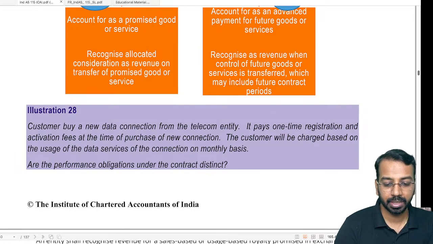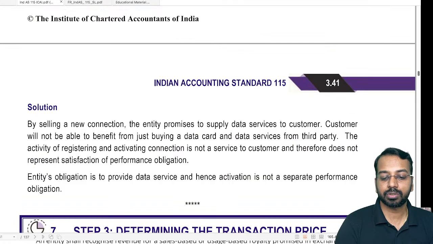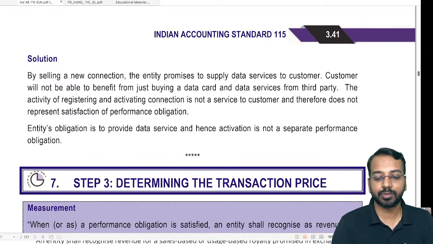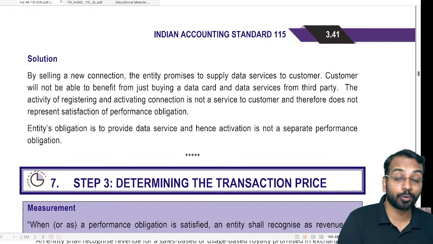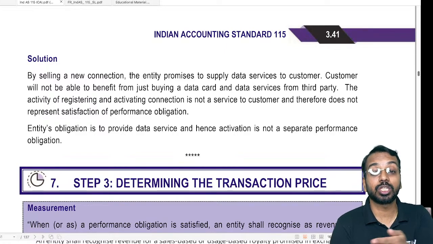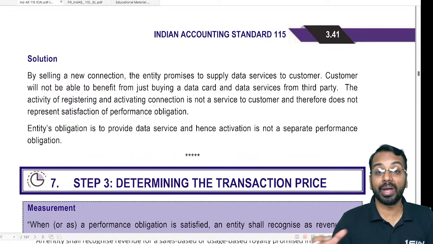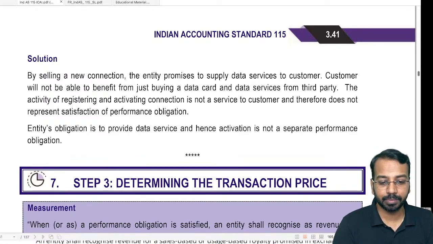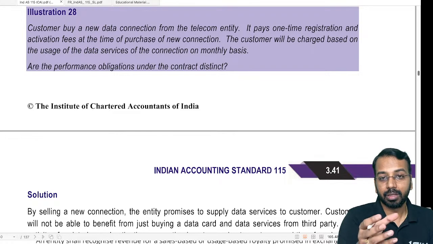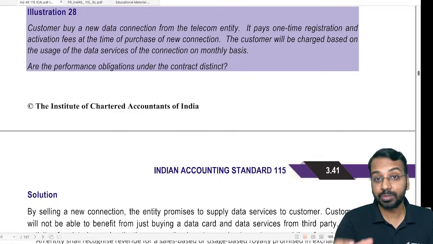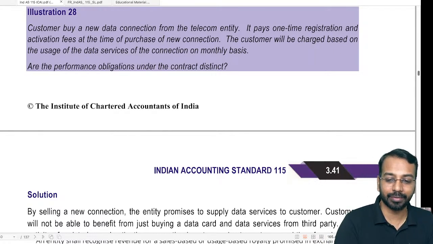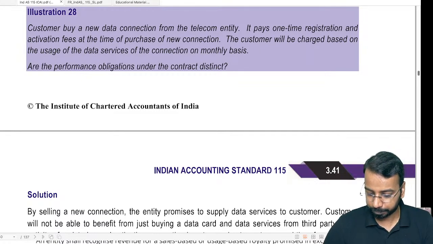Now here, if you see, when a new connection is sold, the entity promises to supply data services to the customer. Customer will not be able to benefit just by buying a data card or data services from a third party. So, just by buying a Wi-Fi router from a third party, I will not be able to get the benefits without paying this activation and all that fee. In that case, it is not a distinct performance obligation, and hence you will combine the performance obligation, and whatever amount you pay as one-time registration, let us say 1000, and let us say that 1000 the entity expects on average will be used by the customer over a period of 2 years. That 1000 will be recognized as income or revenue over a period of 2 years.